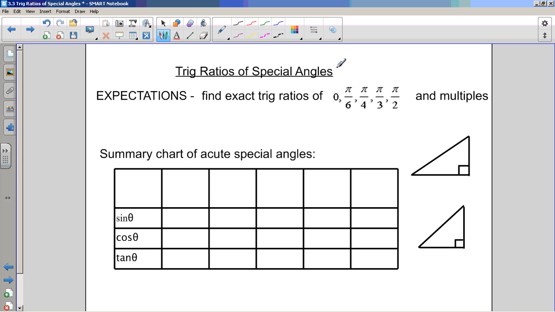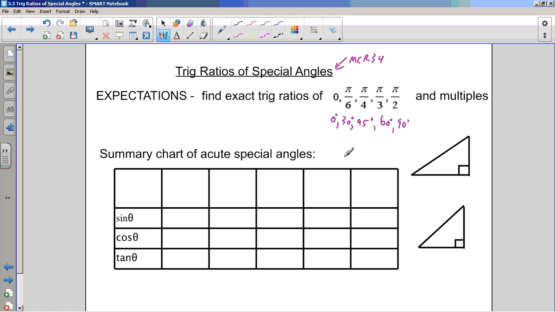Trig ratios of special angles. You had a lesson or two in grade 11 MHF4U that was titled this, but it was finding exact trig ratios of these angles: 0, 30, 45 degrees. These are all degrees. 60 degrees and 90 degrees. So this is actually a review lesson, even though, of course, like everything, it feels like we have to put a little spin on it.